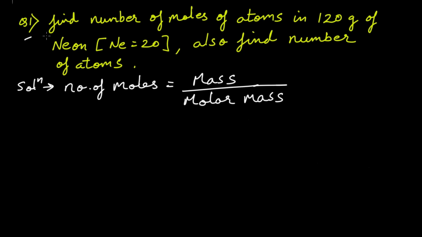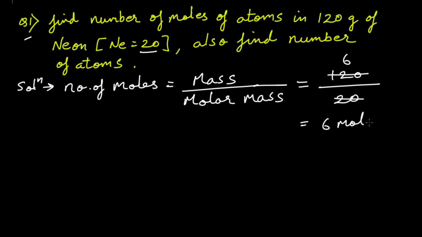The question is, find the number of moles of atoms in 120 gram of neon. The molar mass is given, neon's molar mass is 20. Also find number of atoms. There are two questions. So first start and find number of moles. So this is the formula. Number of moles is equal to mass upon molar mass. So what is the mass given? It is 120 and molar mass of neon is 20, which is equal to, cancel it out, 6. So number of moles is 6 moles.